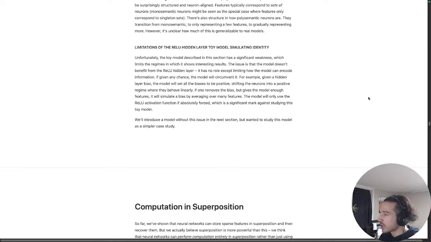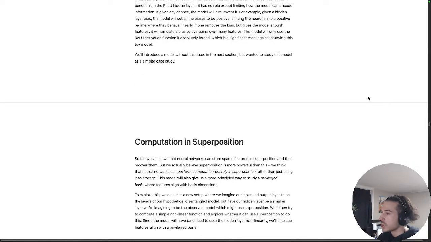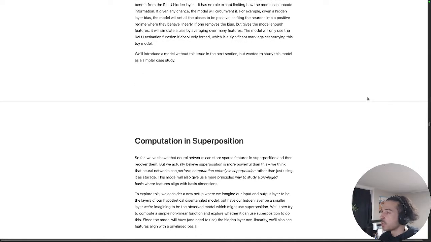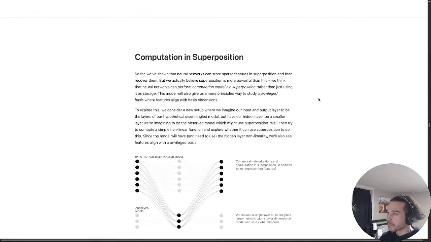It has no role except limiting how the model can encode information. If given any chance, the model will circumvent it. For example, given a hidden layer bias, the model will set all the biases to be positive, shifting the neurons into a positive regime where they behave linearly. If one removes the bias, but gives the model enough features, it will simulate a bias by averaging over many features. The model will only use the ReLU activation function if absolutely forced, which is a significant mark against studying this toy model. We'll introduce a model without this issue in the next section, but wanted to study this model as a simpler case study.